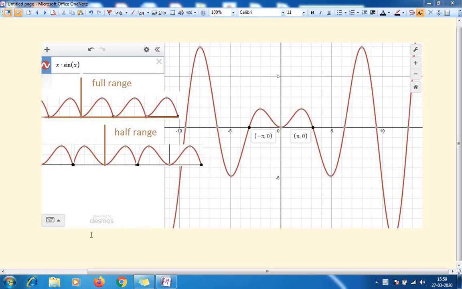Hi guys, today I've taken up a Fourier series problem, and the function is x sine x. As you can see, x sine x has been defined over the entire time axis, and it's an even function. Now to establish the Fourier series, first we'll calculate the full range Fourier series, then we'll calculate the half range Fourier series.